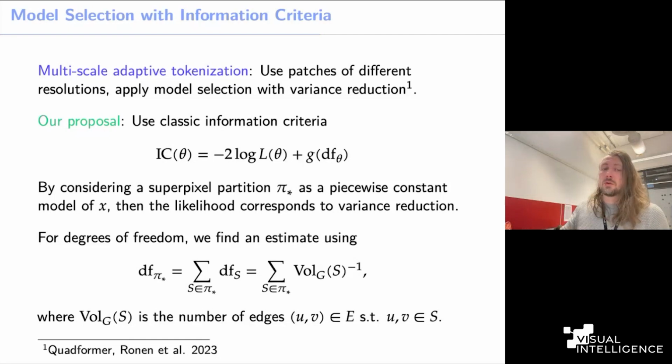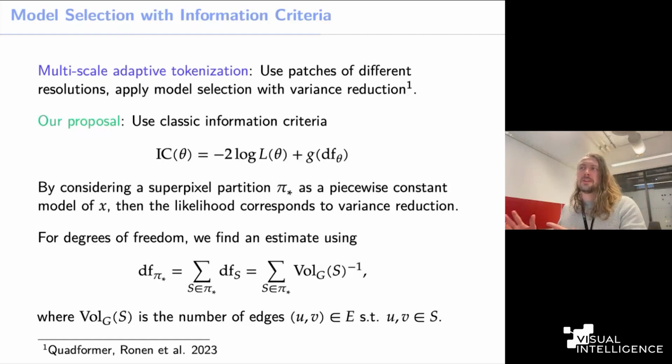One example of this is the QuadFormer paper by Ren et al., 2023. They use a variance reduction criterion, which is similar to how binary trees work, if people are familiar with that. Building on that, we wanted to go one step further and use classical information criteria. The benefit is that you don't have to threshold, or the model doesn't have to learn what level of variation should be inherent in each patch. Instead, you get a penalty term from the degrees of freedom.